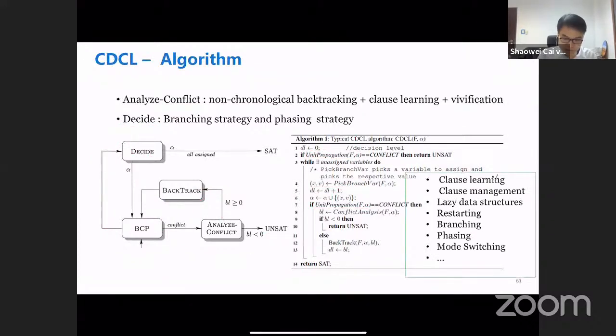But this is just the framework, and we need many heuristics to make this algorithm efficient. Besides clause learning, we also have clause management, lazy data structures, restarting, branching, and phasing heuristics, and some other heuristics to make CDCL solvers powerful.